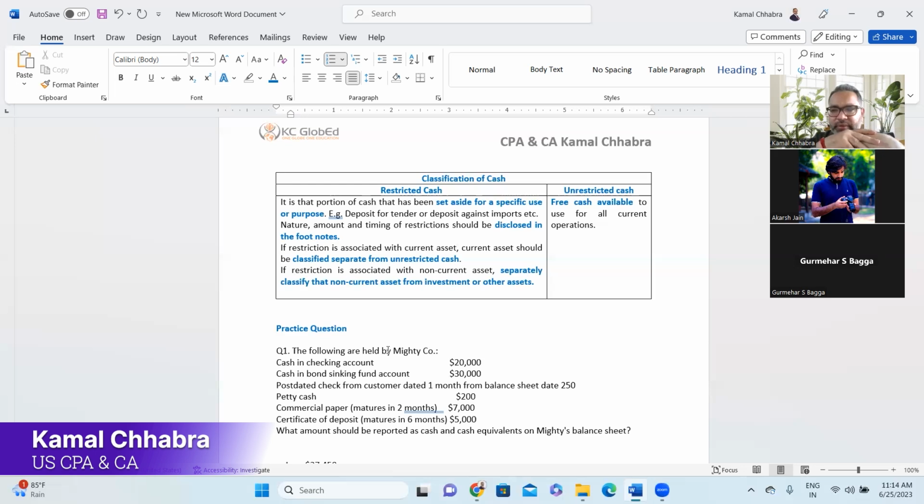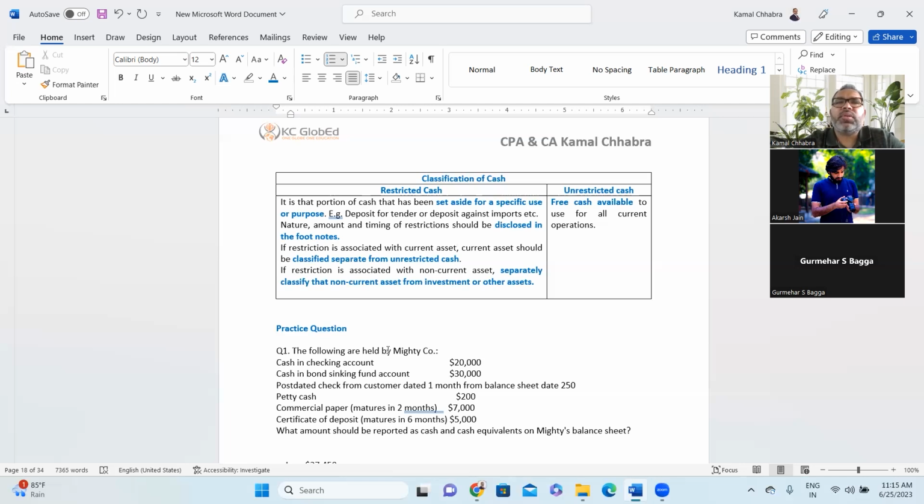Second is tender money, which we were discussing. And third, for example, maybe sometime when we do imports, at that point of time also, when we need to pay the customs duty, for that also we give certain advance called duty advance.